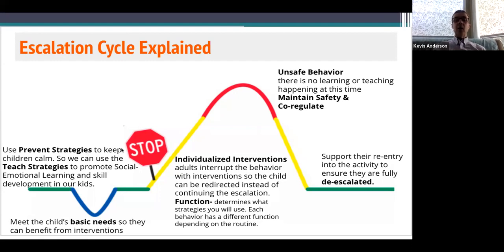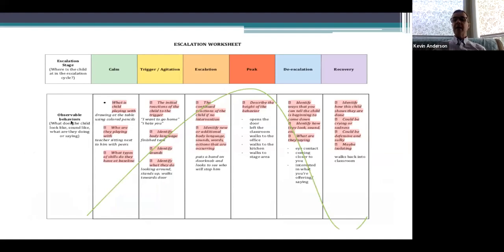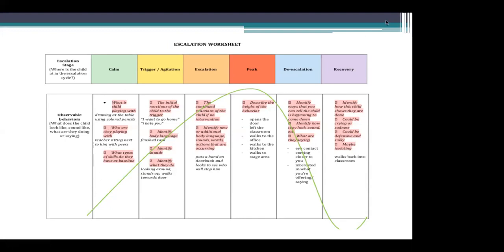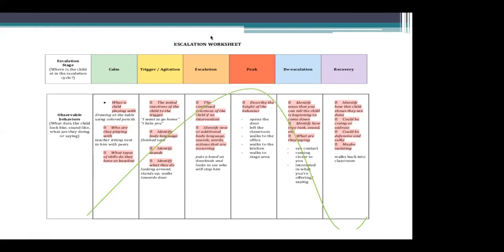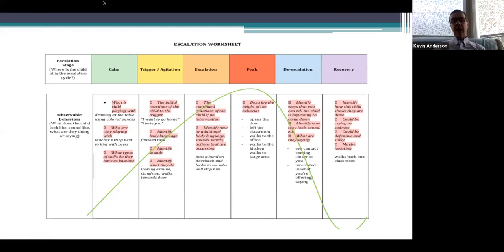Okay, so let us look at the escalation cycle. This is just an example of what an escalation worksheet looks like for a child. What you can do with something like this is record the observable behaviors that your child engages in when they are in the various stages of escalation. So what does it look like? What does it sound like?